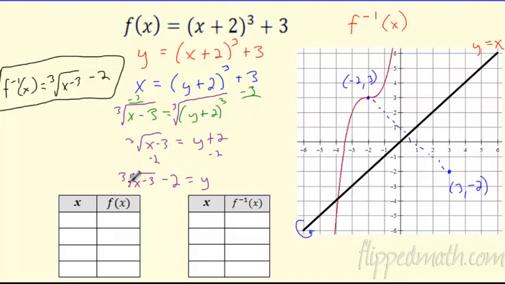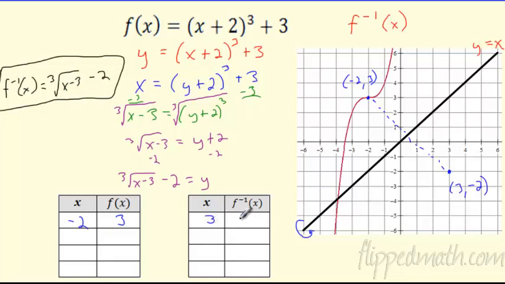So I want to plot some points right here. In my function, if I have the point negative 2, 3, a negative 2 makes 3. What's that in my inverse function? Well, you can plug it in. What's going to make negative 2? Well, if you put 3 in here, 3 minus 3 is 0. Cube root of 0, 0 minus 2 is negative 2.